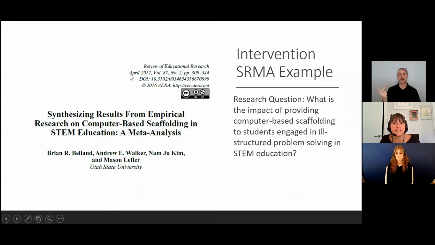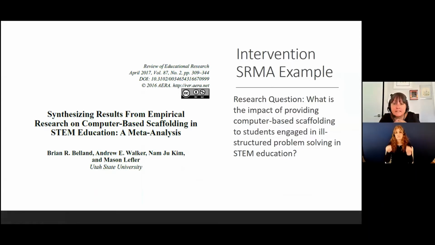So here's an example to go back to our context of STEM education. Here's an example of a systematic review and meta-analysis focused on intervention effectiveness. So this one was published in 2017 by Brian Belland, Andrew Walker, Namju Kim, and Mason Leffler. And it's synthesizing results from research on computer-based scaffolding in STEM education.